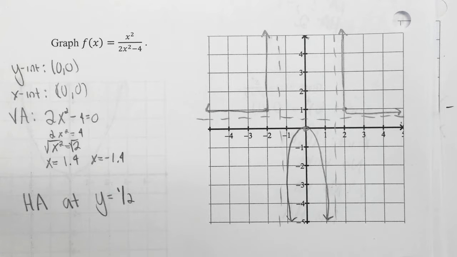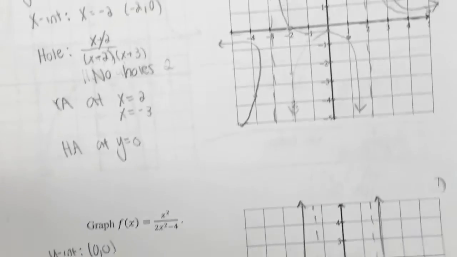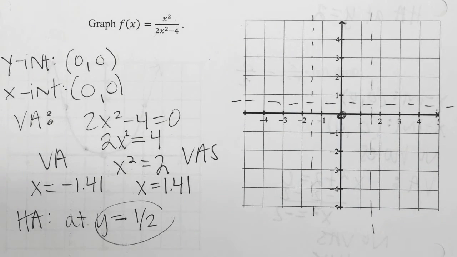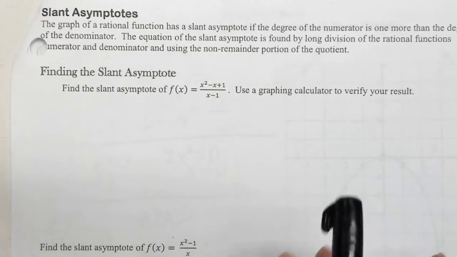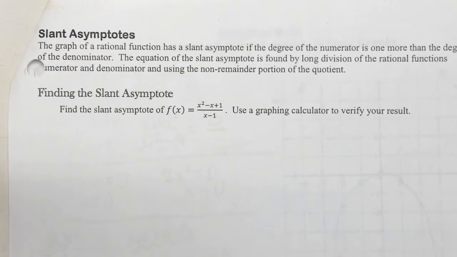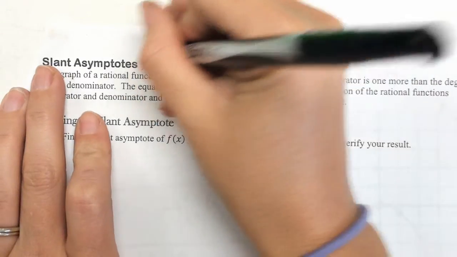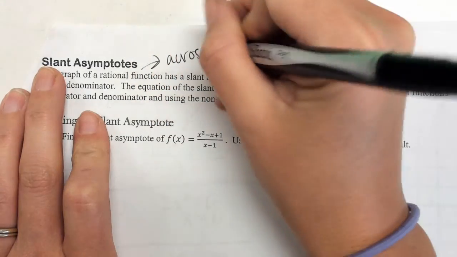Any questions? We're good? Alright, last thing we are going to learn about today are slant asymptotes. And what they are, you know, asymptotes so far have been vertical or horizontal. Slant just means that it's going across a linear line. Write that down. Slant means across linear line.